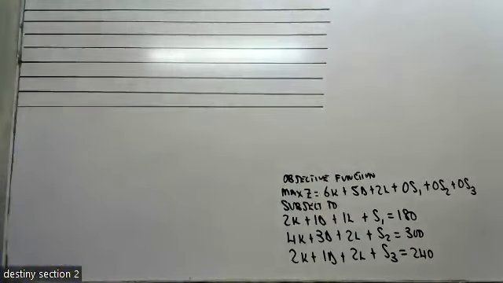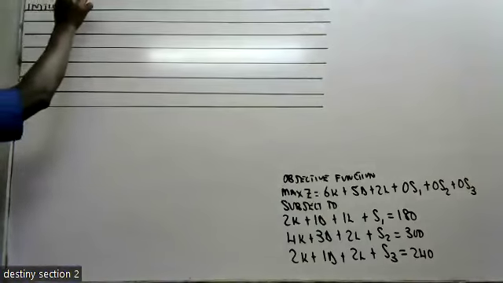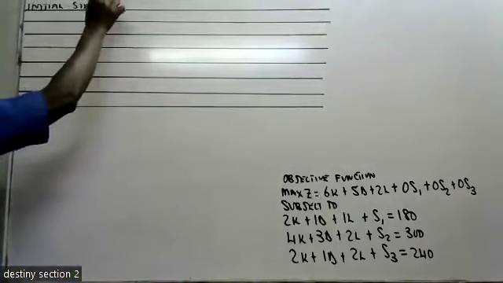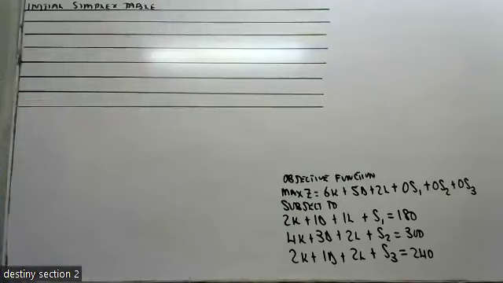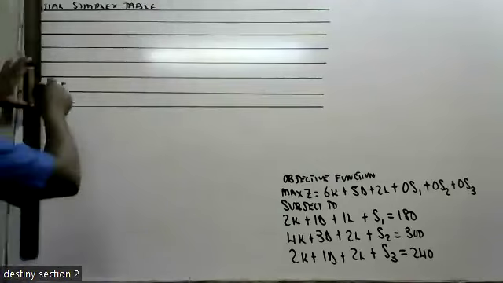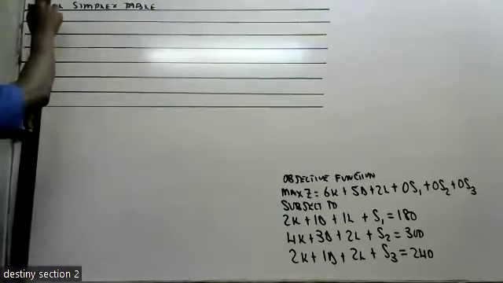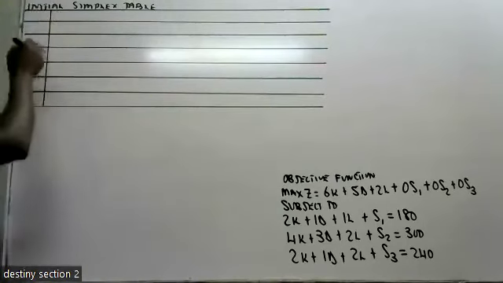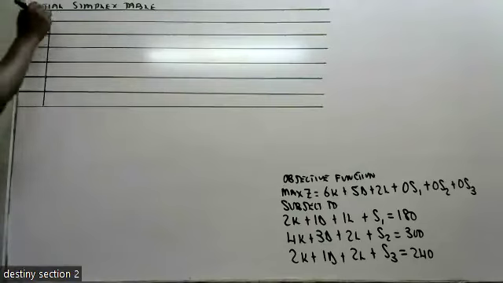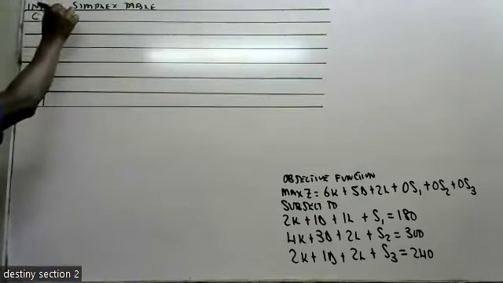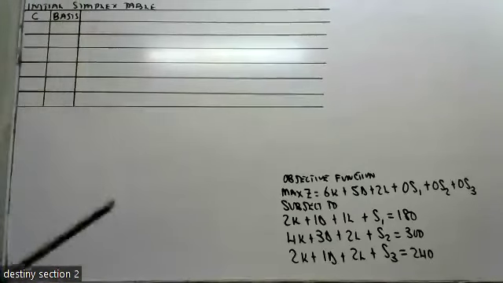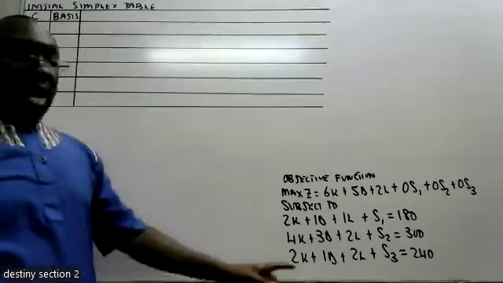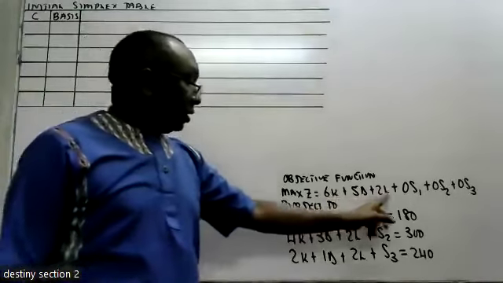What I'm drawing is called the initial simplex table. The initial simplex table has the first column, which is called C. Another one is called basis. Then those other columns are these values that you can see here.